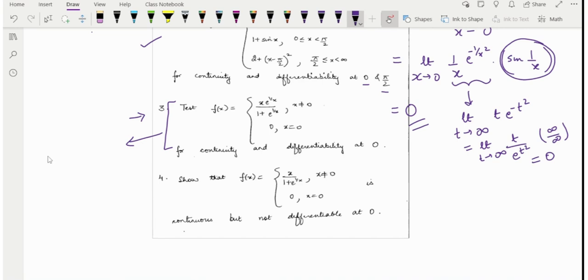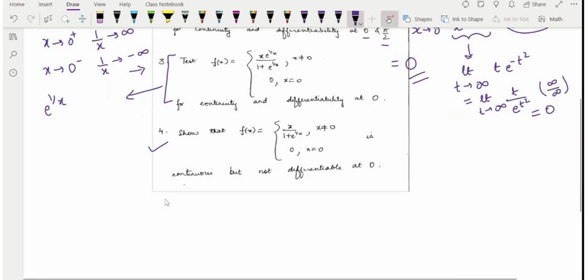When you do this question, please keep in mind that for e to power 1 by x as x tends to 0, do not blindly write 1 by x tending to infinity. You will have to check the sign. If x is tending to 0 from the positive side, 1 by x will tend to infinity, whereas if x is tending to 0 from the negative side, 1 by x is going to tend to minus infinity. Keep that in mind while evaluating this, and you will find that the function is continuous but not differentiable at 0, and similarly this one is also continuous but not differentiable at x equal to 0.